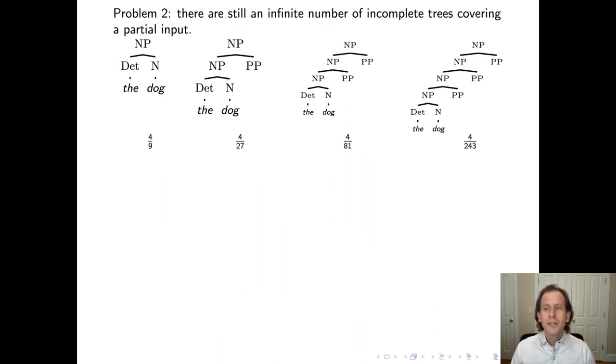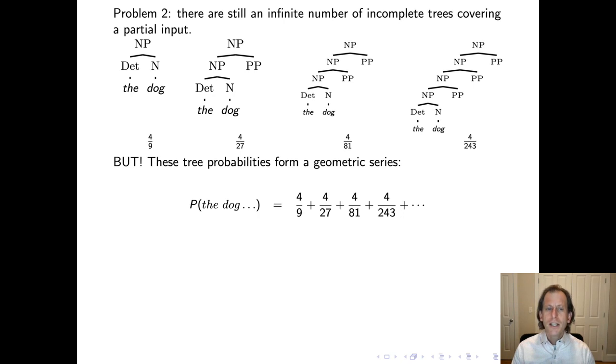But I'm still stuck with this infinite number of trees where there was nothing in here for me to sort of not specify, because I had to fully flesh out a connected path from the root of the tree all the way down to the first word. And so I had to keep on specifying things. I would ideally like to sort of underspecify the number of times I applied the NP goes to NP-PP rewrite rule, but this didn't give me an obvious way of doing that.